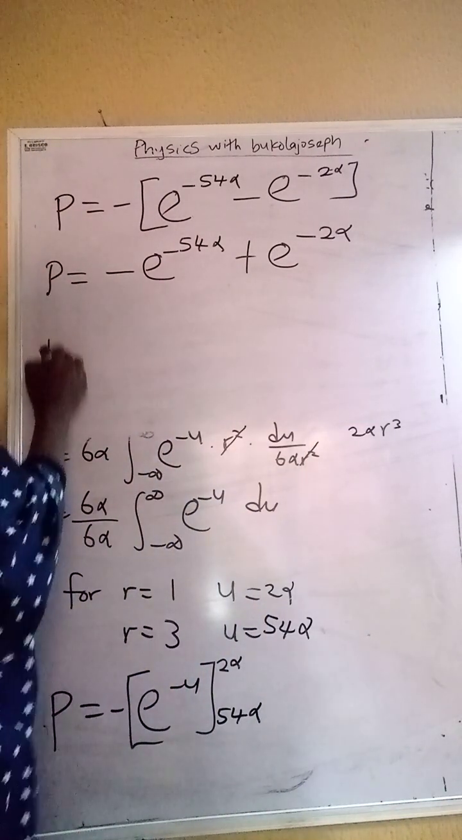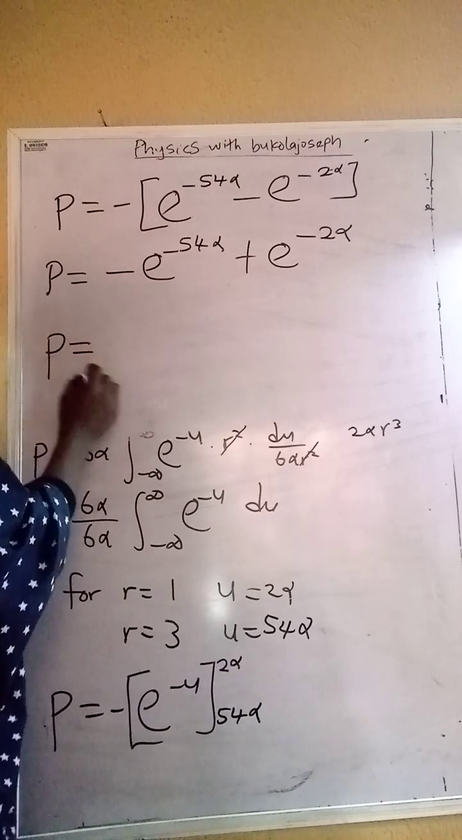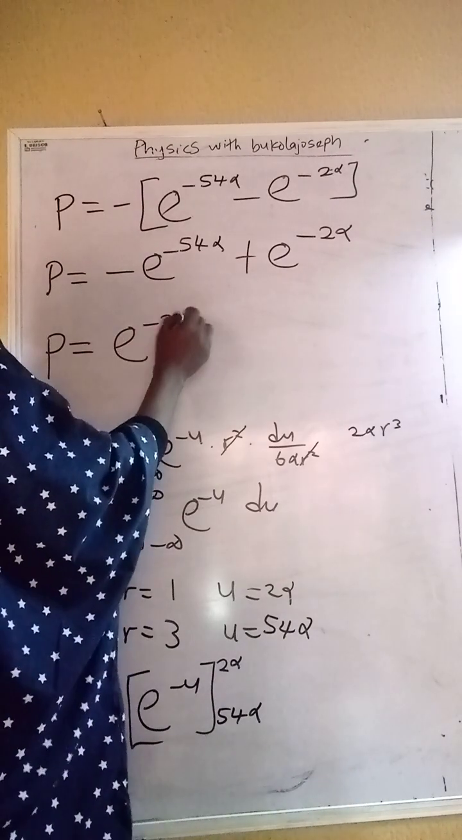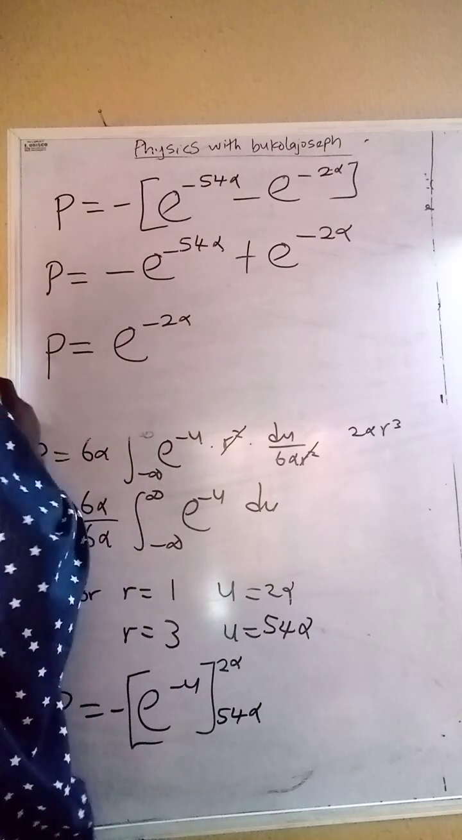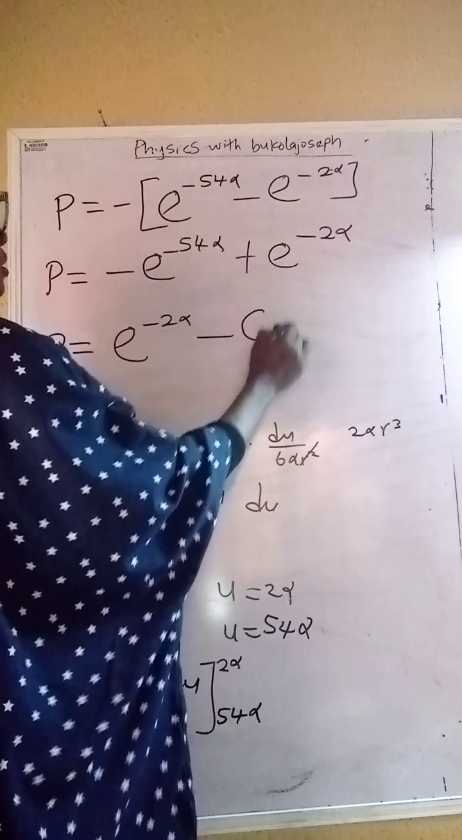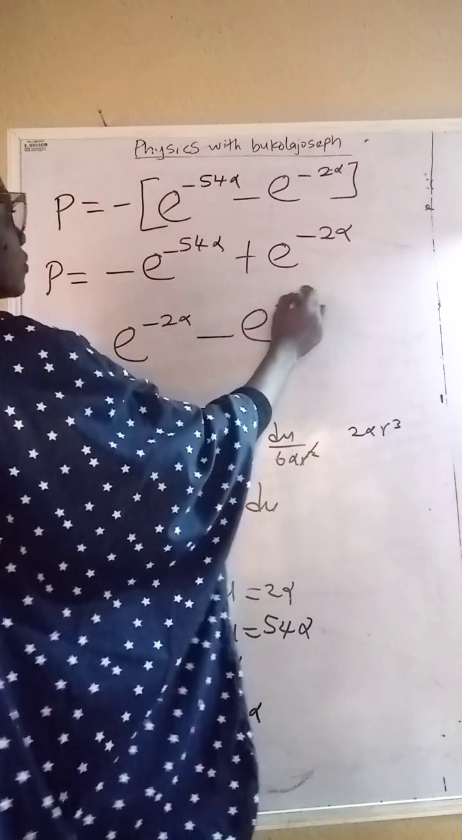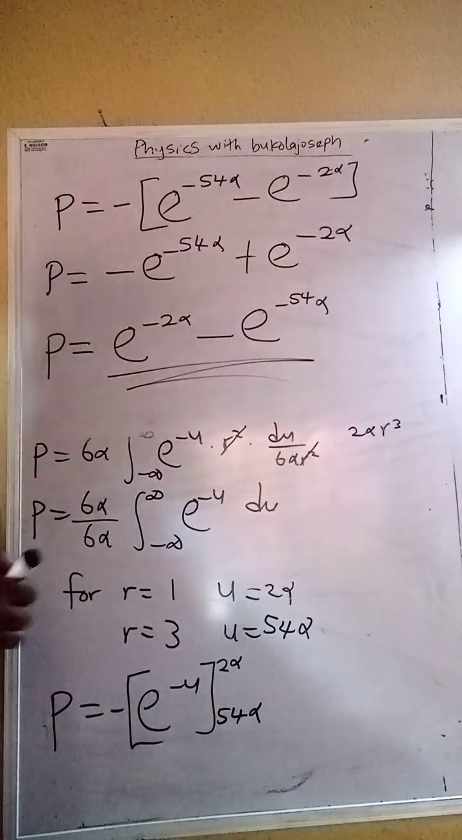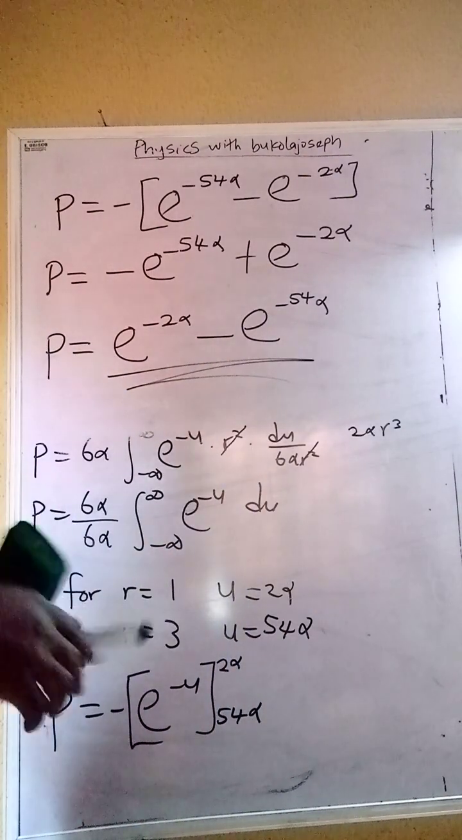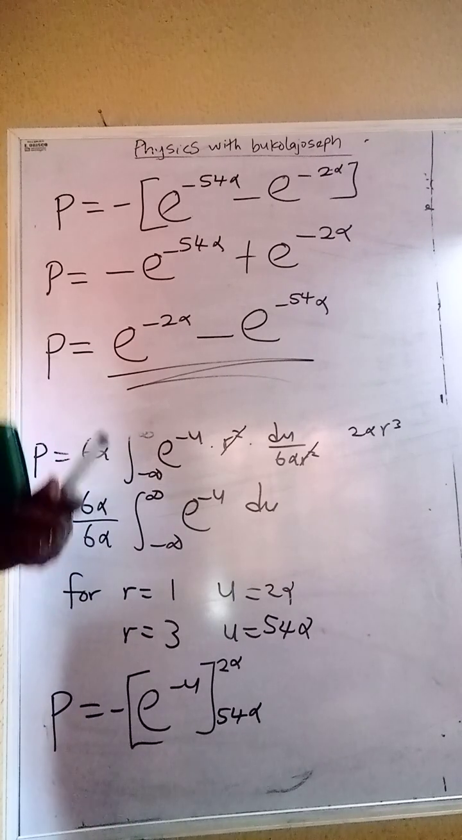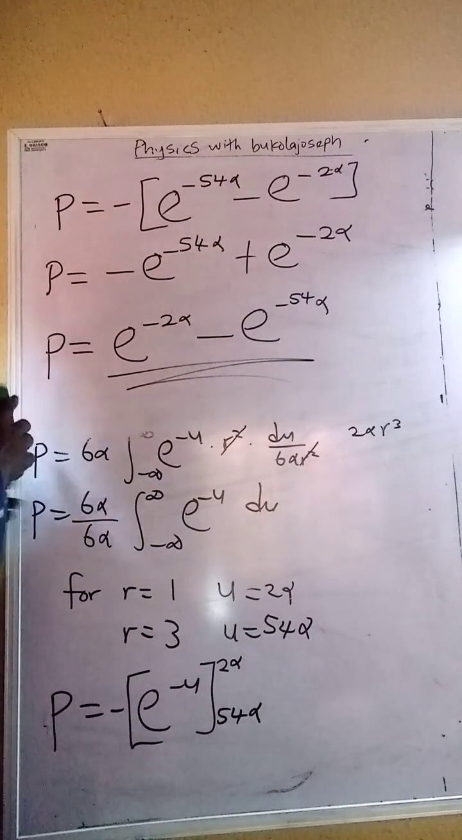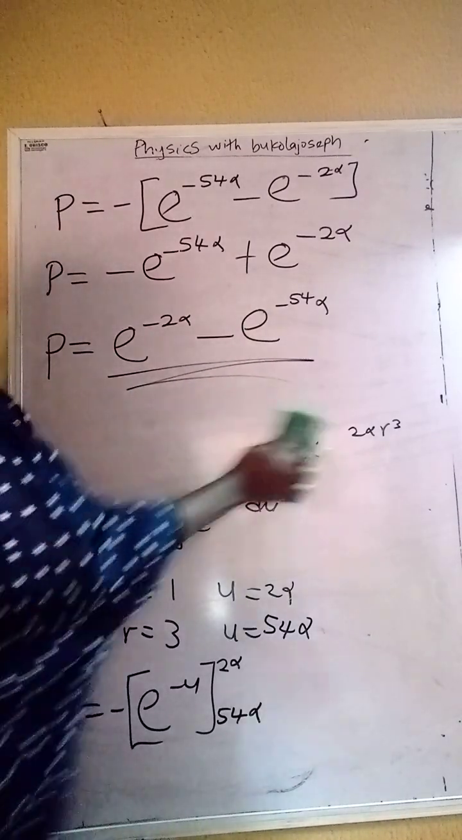If we rearrange this solution, we have p is equal to exponential minus 2 alpha, minus exponential minus 54 alpha, and this is the answer. That's the probability for when r is equal to 1 and r is equal to 3. This is the probability.